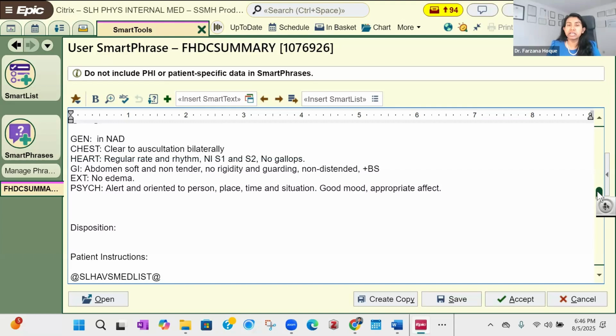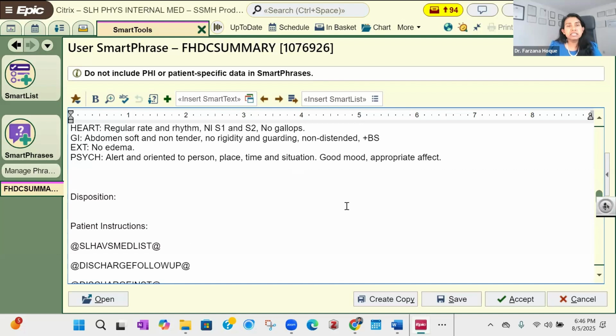Is the patient going to a nursing home? Is the patient going to rehab? Or is the patient going home? And then discharge instruction. Remember, during the discharge, we talk a lot about patient's care with the patient and family. However, if it is not documented, it did not happen.